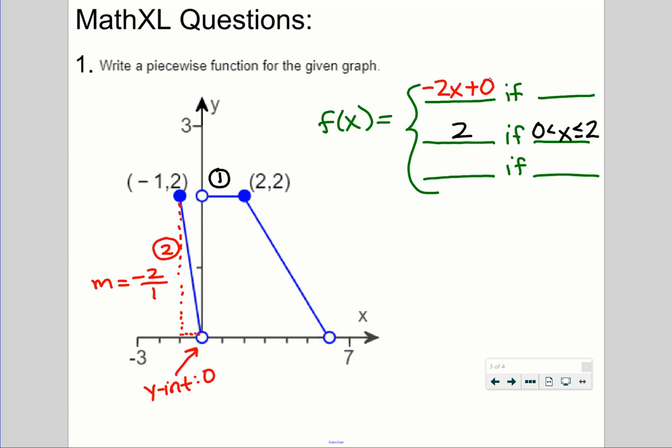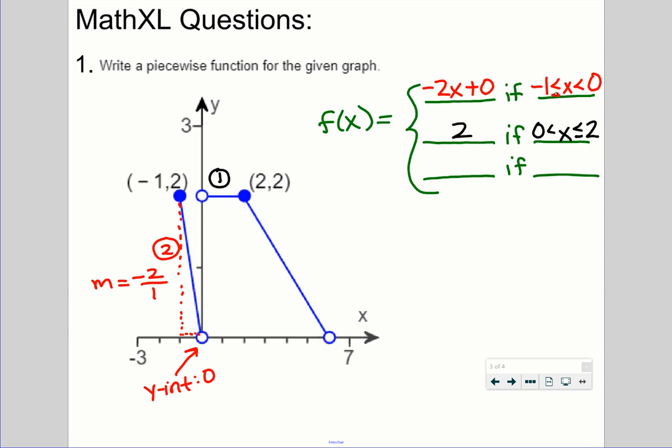What two x values does that piece show up between? -1 and 0. So -1 less than x less than 0. Are either of those equal to? -1 is equal to. Good. Because I have a solid dot at -1.